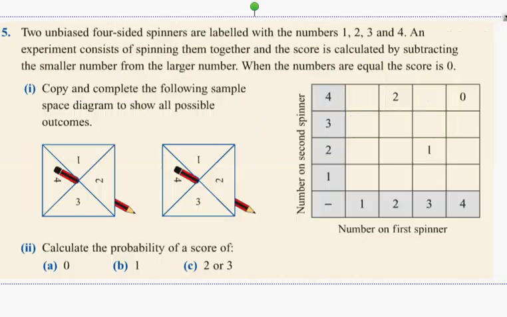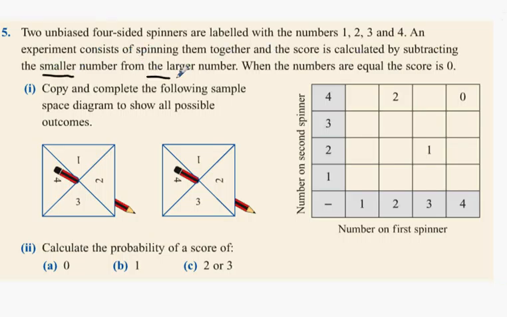Okay, let's try question 5. Two unbiased four-sided spinners are labelled with numbers 1, 2, 3, 4. An experiment consists of spinning them together, and the score is calculated by subtracting the smaller number from the larger number. When the numbers are equal, the score is 0. So you understand, if I roll a 2 here and a 3 here, the answer is 3 minus 2. If I roll a 4 here and a 1 here, the answer is 3. Everybody alright with that? You've got to fill out the table.